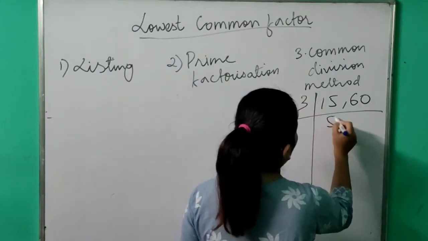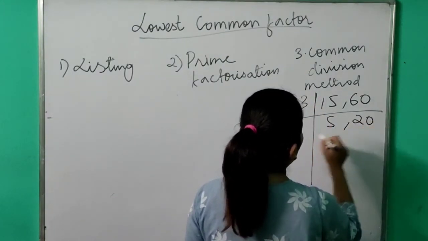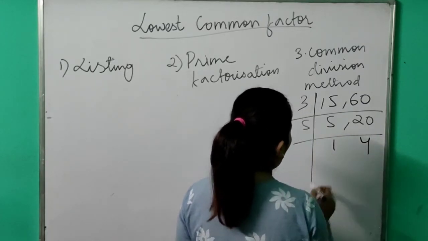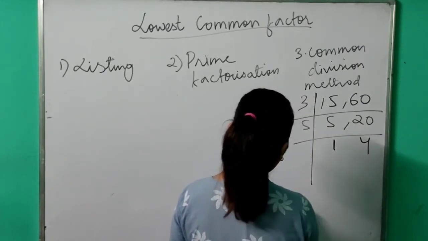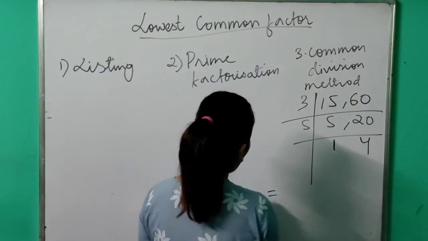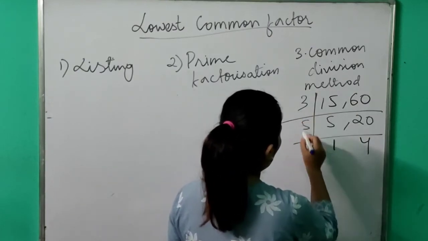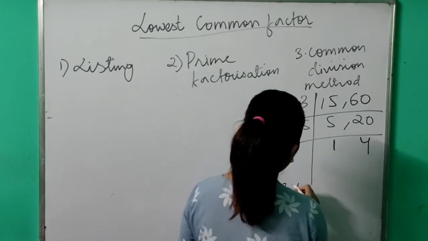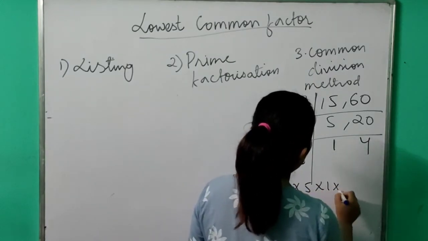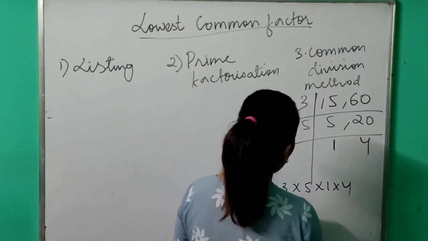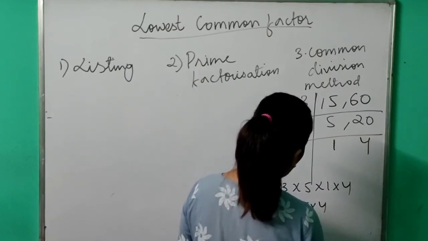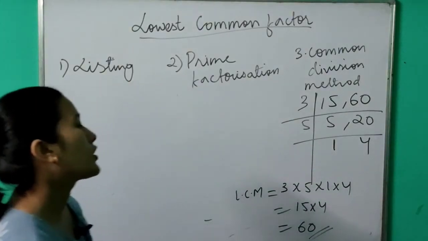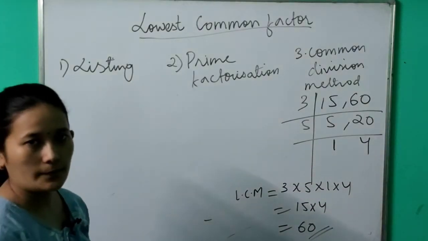So 3 5s are 15, 3 2s are 6, 0. So 5 1s are 5, 5 4s are 20. Okay, so here it ends. So if you want to find the LCM, multiply all the numbers that are given outside the margin. So 3 into 5 into 1 into 4. So 5 3s are 15, 15 into 4 is 60. So this is how you conduct the common division method.